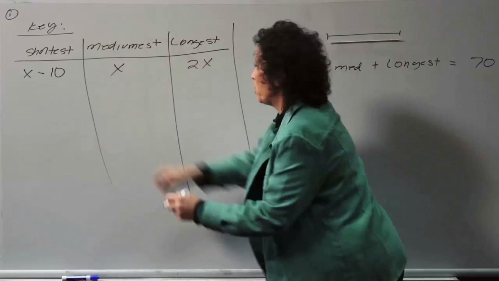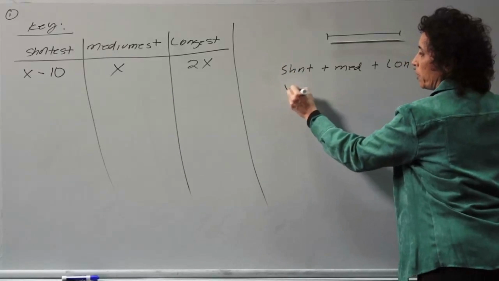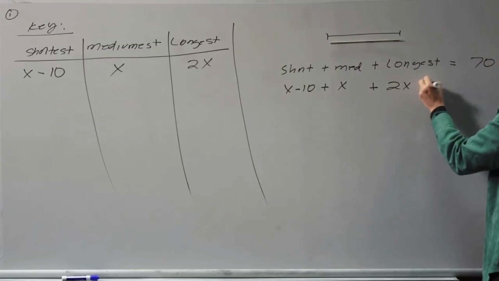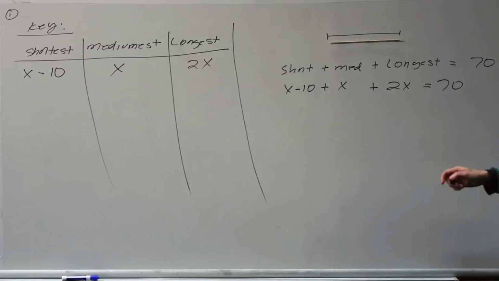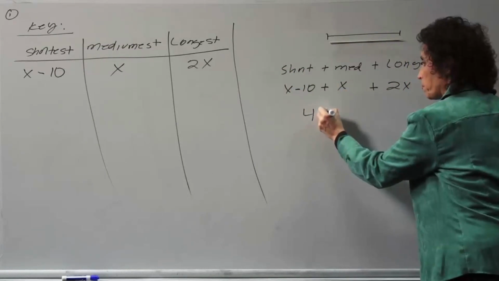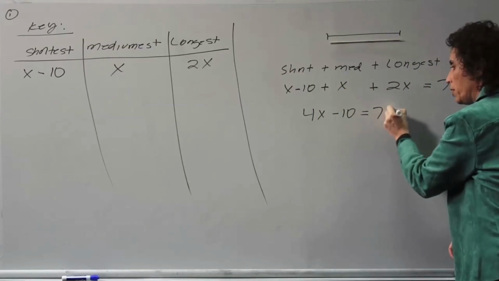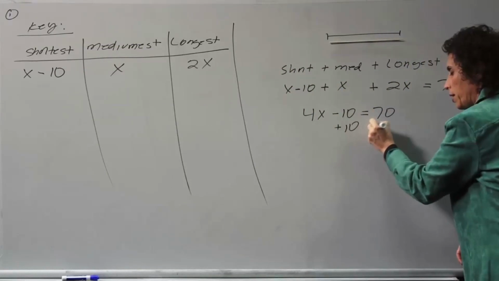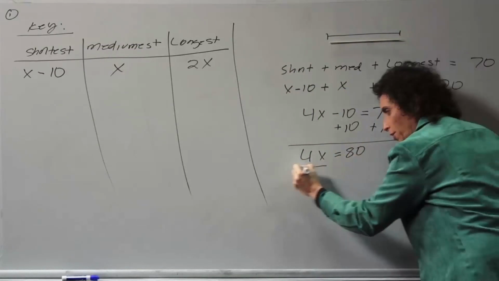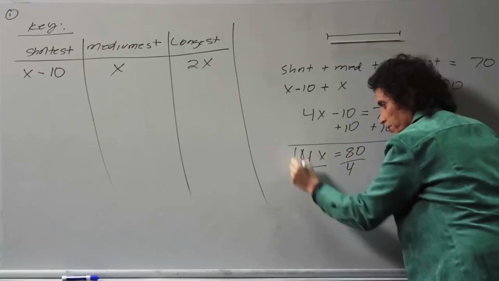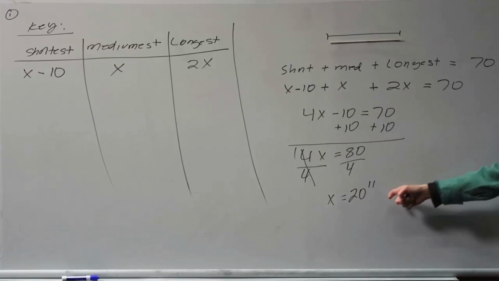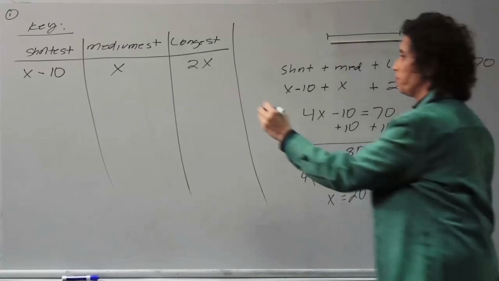So now I set up my problem. The shortest is X minus 10, plus the medium, which is X, plus the longest, which is 2X, which equals 70. Now we solve it. 2, 3, 4 X's minus 10 equals 70. We add 10. 4X equals 80. Divide by 4. X equals 20 inches.